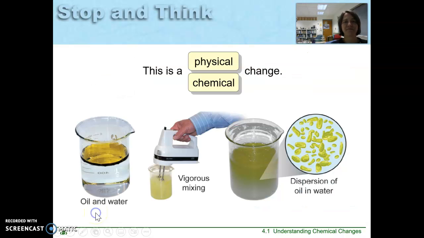Good. All right, so we've got some oil and water, and then vigorous mixing, and then we get a dispersion of the oil in the water. Is that a physical or chemical change? If you said physical, you are correct. The oil and the water are still there.